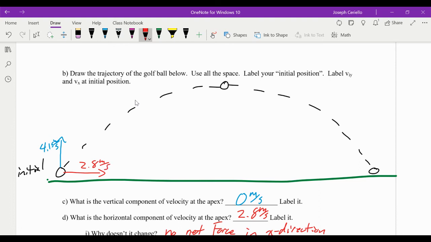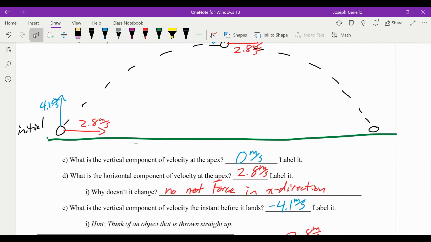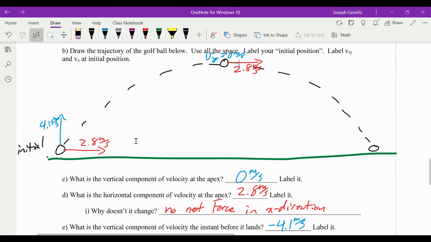So let's talk about the apex now. At the apex, the x component of velocity does not change. That is still 2.8 meters per second. But the y component does change. V final y, or Vy up here, is going to be 0 at that point. But the x component is still there. So why doesn't the x component change? Because there's no net force in the x direction, only the y.